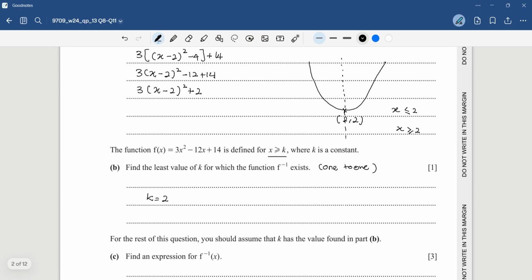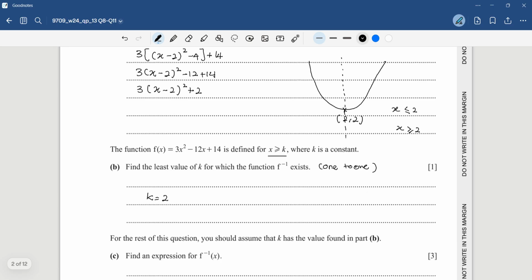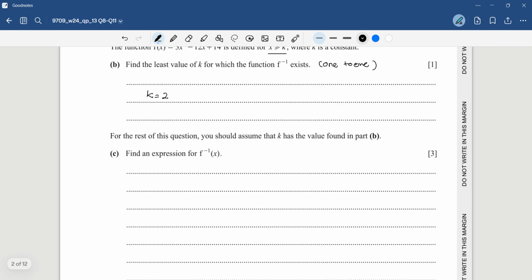For the rest of this question you should assume the k as found in b. So we are using the k value as this, and we're going to find the f inverse. We already converted f(x) into vertex form, so we just rewrite it: f(x) is equivalent to 3 times x minus 2 squared plus 2.